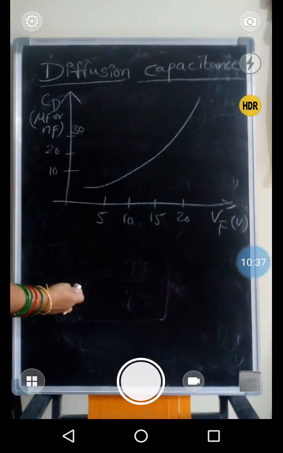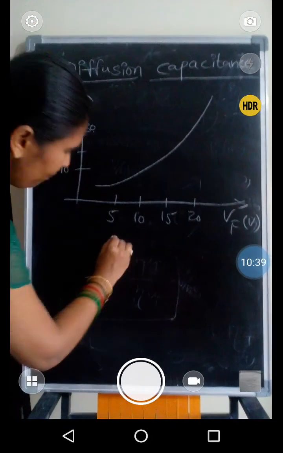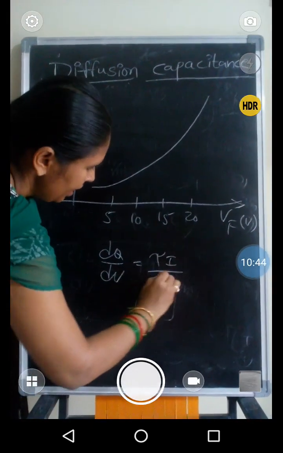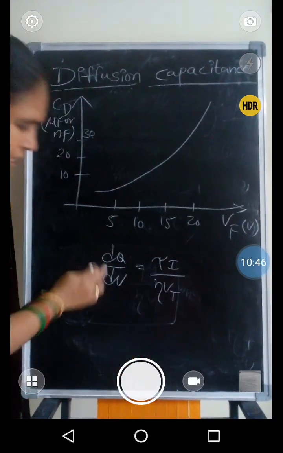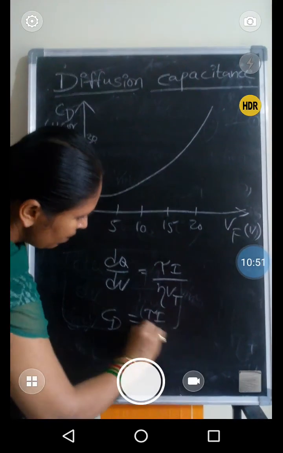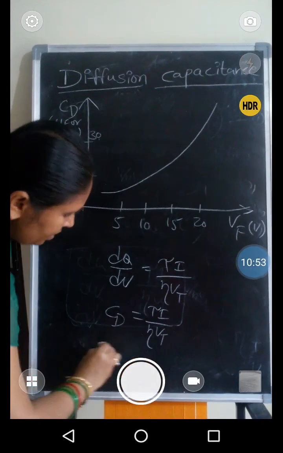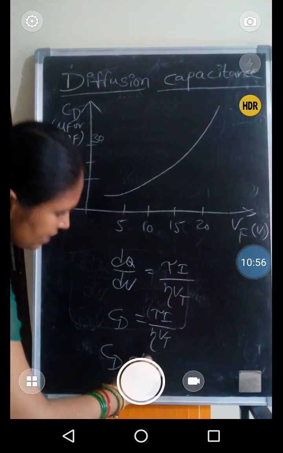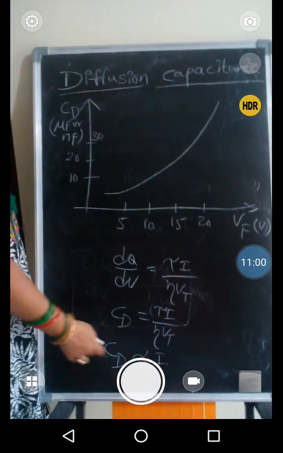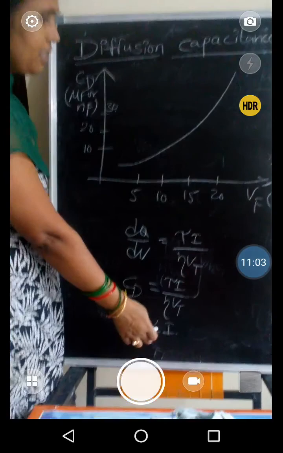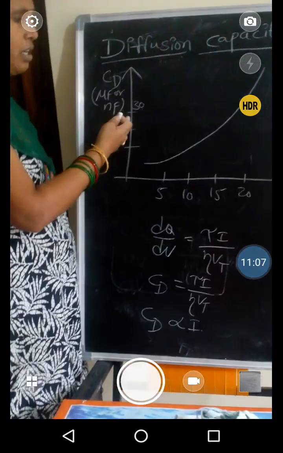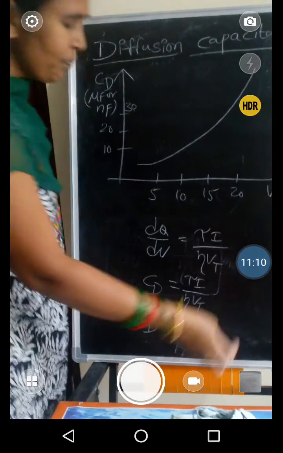In the previous equation, dQ by dV equals tau I by eta Vt. You know dQ by dV is nothing but the diffusion capacitance, which is tau I by eta Vt. This means the diffusion capacitance is directly proportional to the current. If the current increases, the diffusion capacitance increases. Similarly, as we increase the forward voltage, the diffusion capacitance increases accordingly.